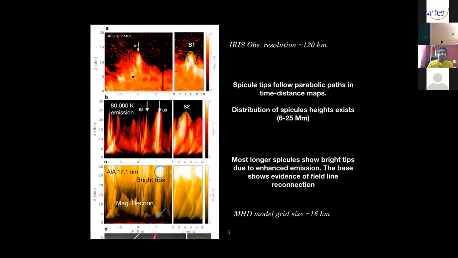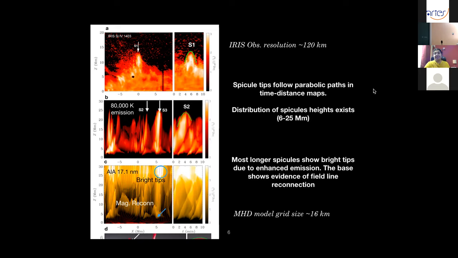Going further to a snapshot, this is an image from the IRIS observation, and then you have our simulation here. The panels on the left are the snapshot of the simulation, and on the right-hand side we have the time-distance plot along a vertical slit. This shows the parabolic nature of these spicules: the spicule tips follow parabolic paths in the time-distance maps. We have a distribution of spicule heights starting from 6 megameters to about 25 megameters.